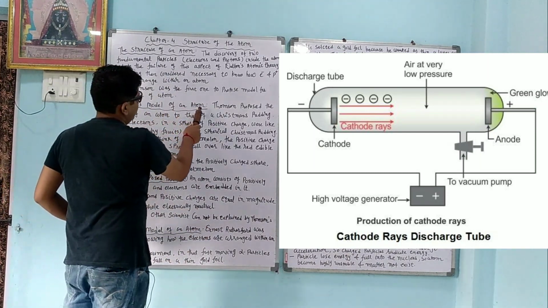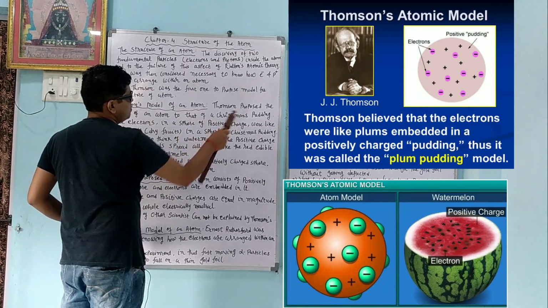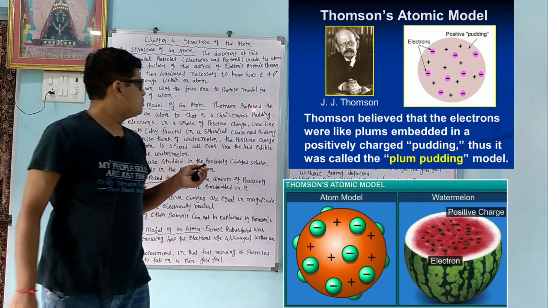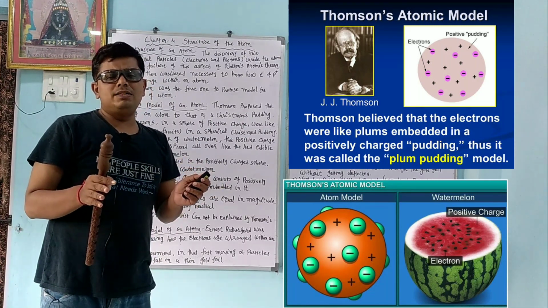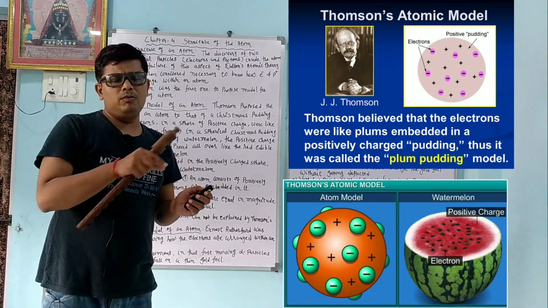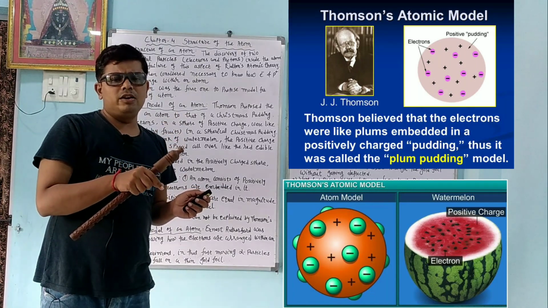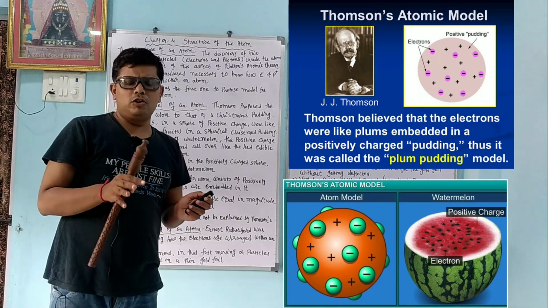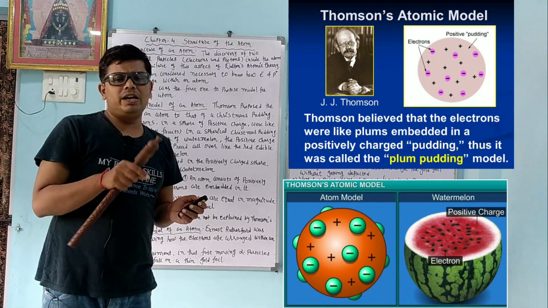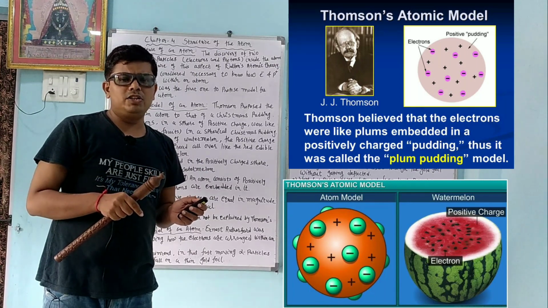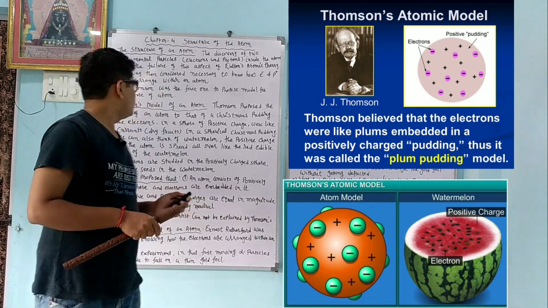Thomson model for an atom. Thomson proposed the model of an atom to be like a Christmas pudding. In that, we consider the total part is positively charged, and whatever materials are set on the pudding are the negatively charged electrons. Or we can consider the watermelon. In that, the red part is positively charged, and the seeds are negatively charged. So this is the Thomson model for the atom.